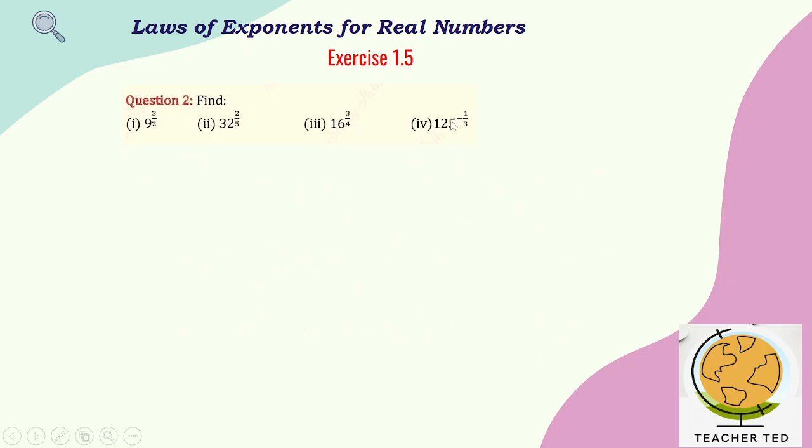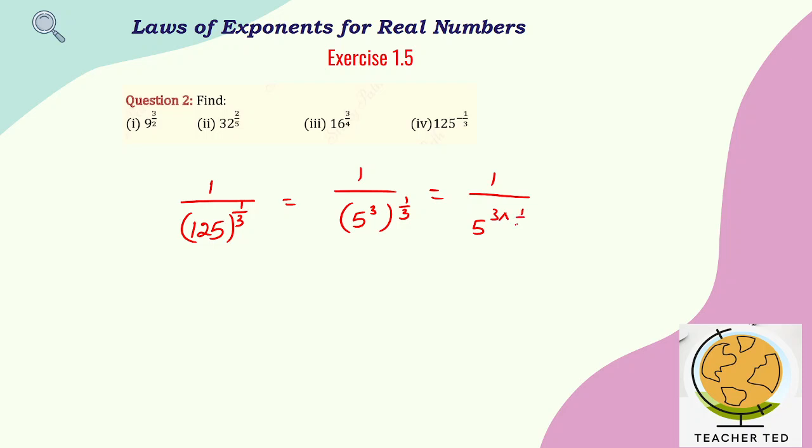The next one, 125 to the power of minus 1 by 3. So there is a minus here. Carefully observe. For this, I can write 125 to the power of plus 1 by 3 if you come to the denominator. So 1 over 125 can be written as 5 cube to the power of 1 by 3, 1 over 5 cube into 1 by 3. The 3 gets cancelled. The remaining thing is 5. You can write 5 to the power of minus 1 also. So both these answers are correct.